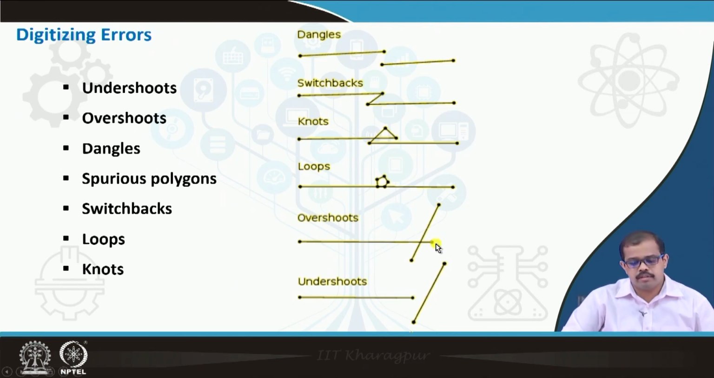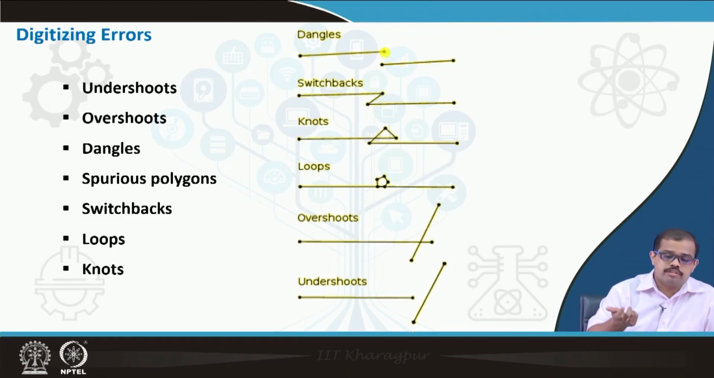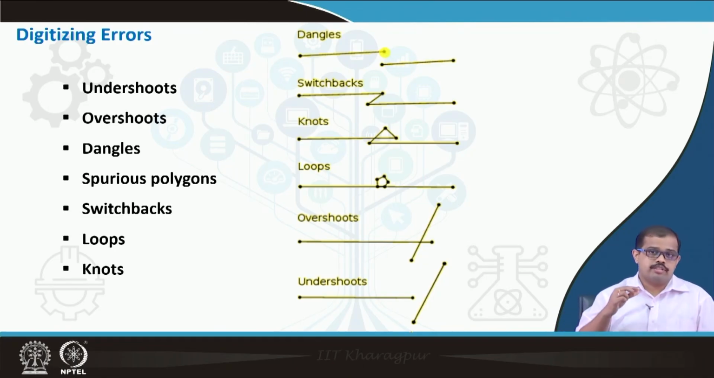Then you have overshoots. For example, this particular line has overshot this particular point. Then you have dangles, something like this. You have two line segments that had to meet, but it is dangling, separated by a space vertically or horizontally. That is called dangling, and that has to be corrected. You look at which data reference is correct and correct the other vector data under the line segment.